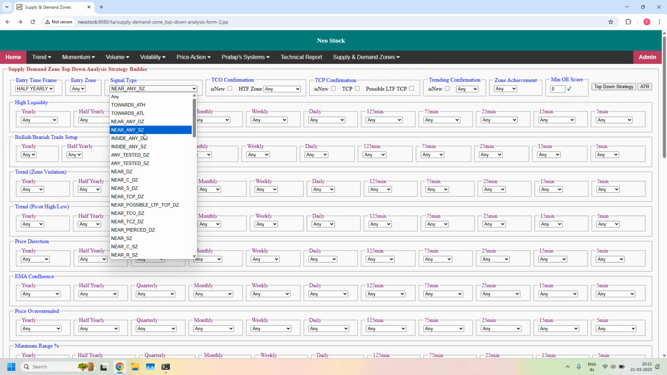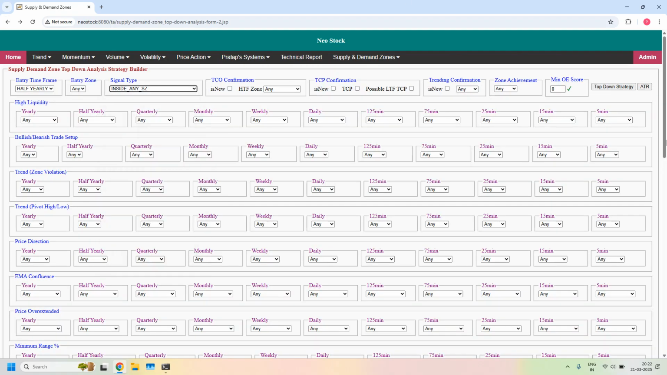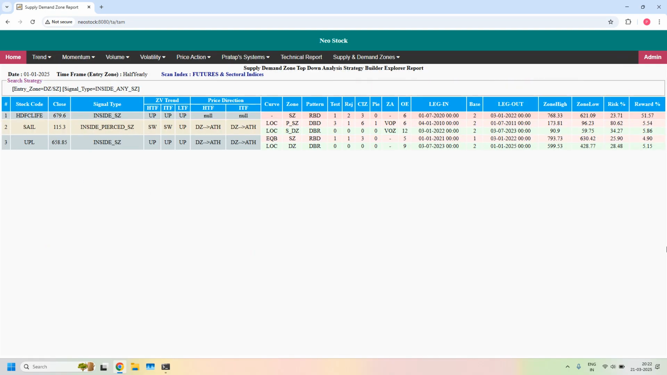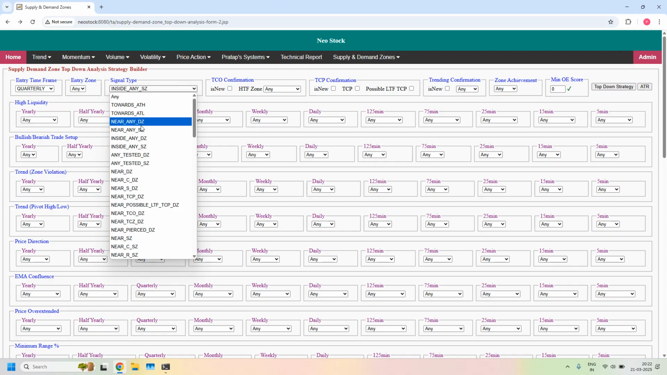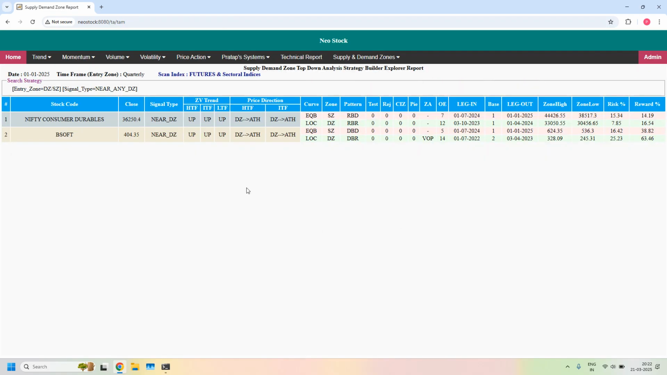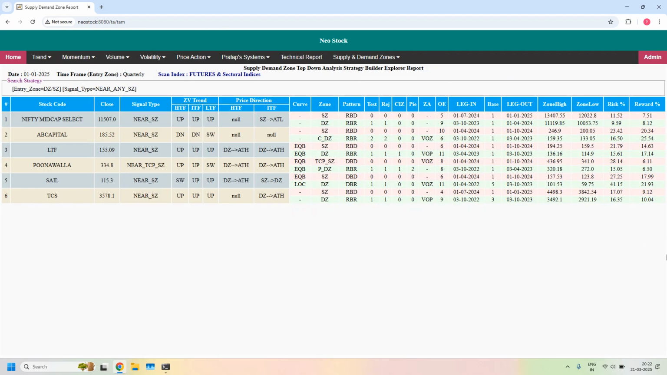Next, price closed inside the half yearly demand zone. We got 5 stocks. Next, price closed inside the half yearly supply zone. We got 3 stocks. Next time frame is quarterly. Stocks near quarterly demand zone. We got 2 stocks. Next, stocks near quarterly supply zone, we got 6 stocks.